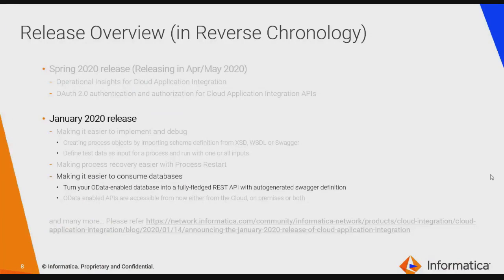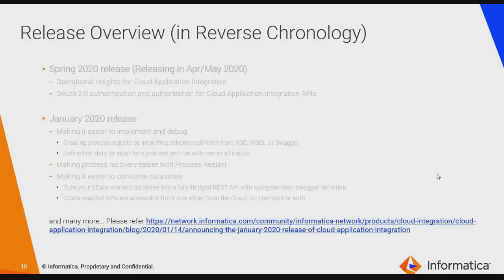That concludes our presentation on process restart. Let's move on to the next feature. I will talk about two new features, which are about making it easier to consume databases. The first one is how you can turn your ORETA enabled database into a fully fledged REST API, which will also have its own auto-generated Swagger definition. And the second one is about how your ORETA enabled APIs can now be accessed from either cloud, on-premise, or both.